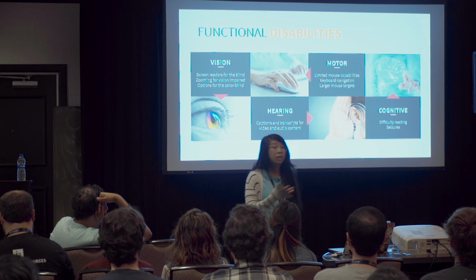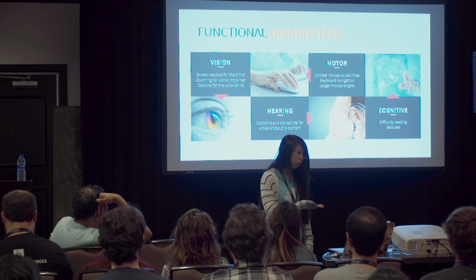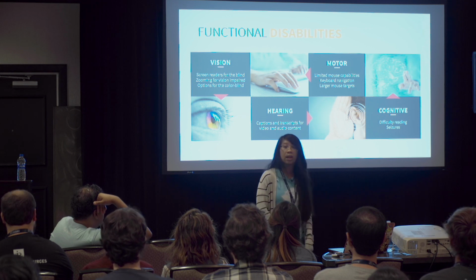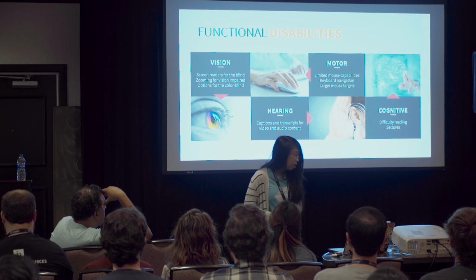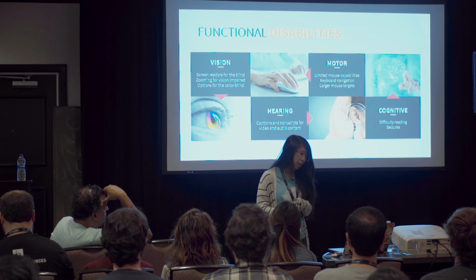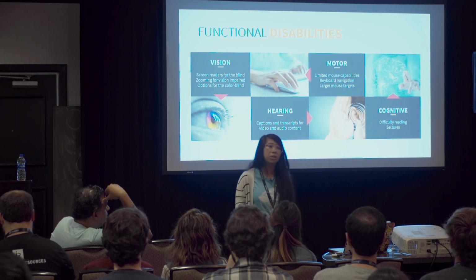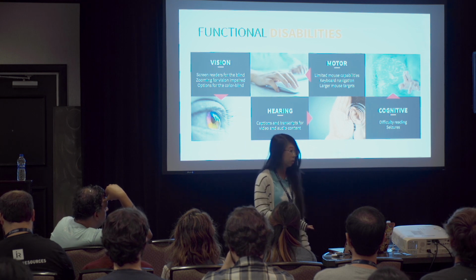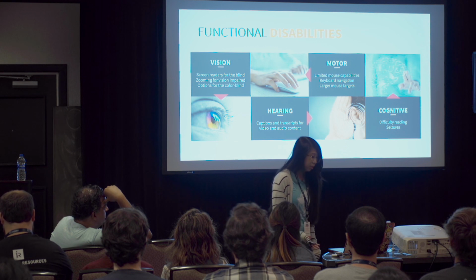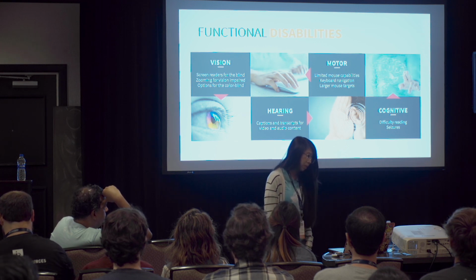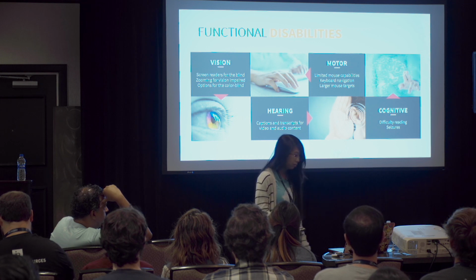Hearing: if you're deaf or hard of hearing, you might need captions or transcripts for videos or podcasts. So that's something to consider. Motor: if you have limited use of your hands, you might not be able to use a mouse as well as another user. In that case, you would need keyboard navigation available to you. If you can use a mouse, but you still have limited mouse capabilities, you might need larger mouse targets.